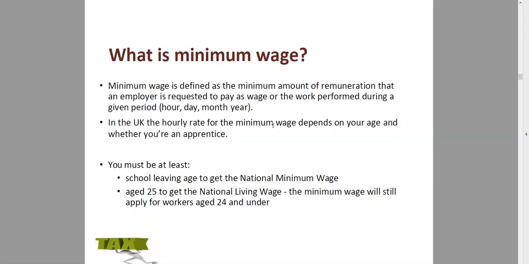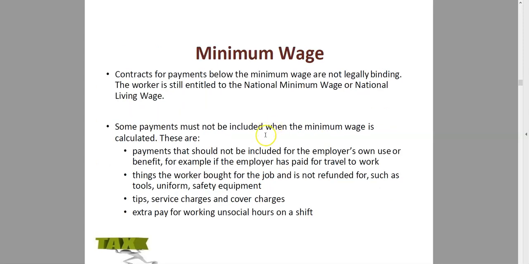Minimum wages change every year in April. The government can change it more than that in a year, but normally it is changed every April. It depends on the age. So for example, from April 2022, the minimum wage will be £9.50. That is changing every year, and it depends on the age, so you always need to check how much the minimum wage is.